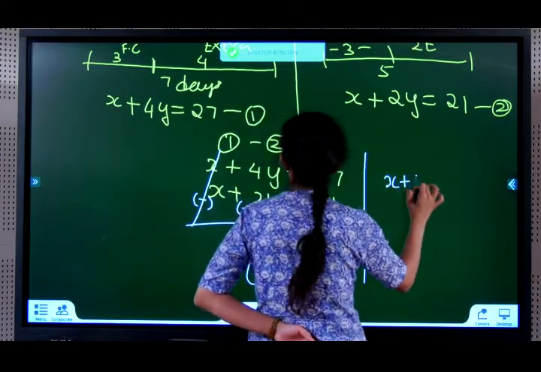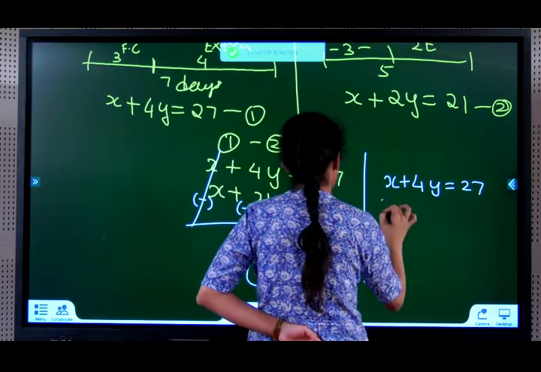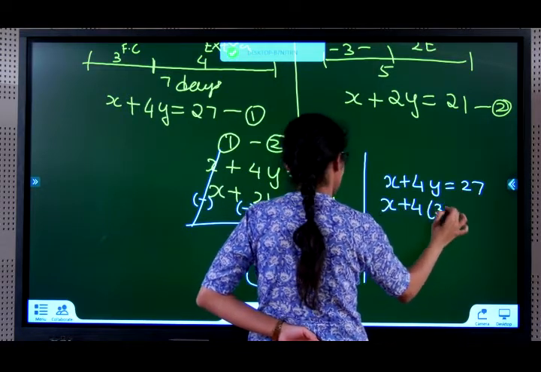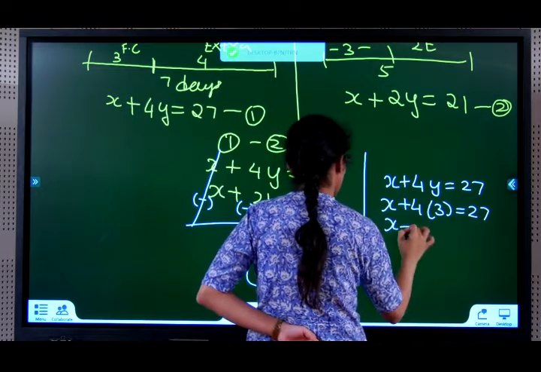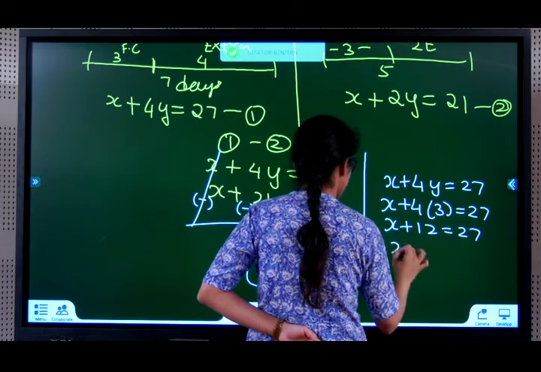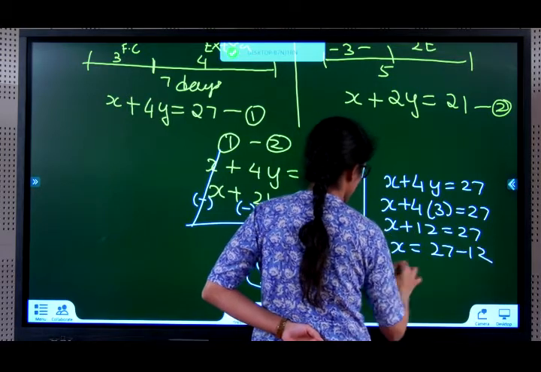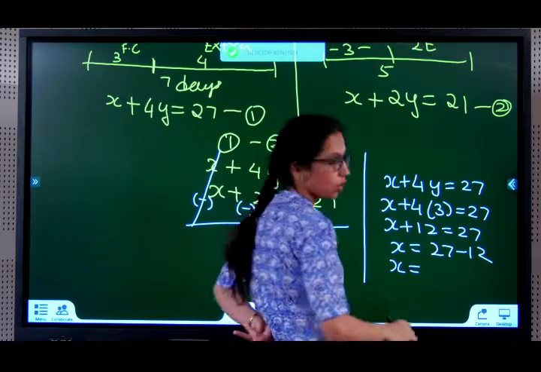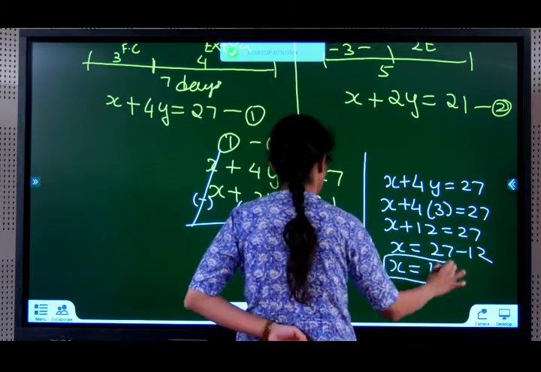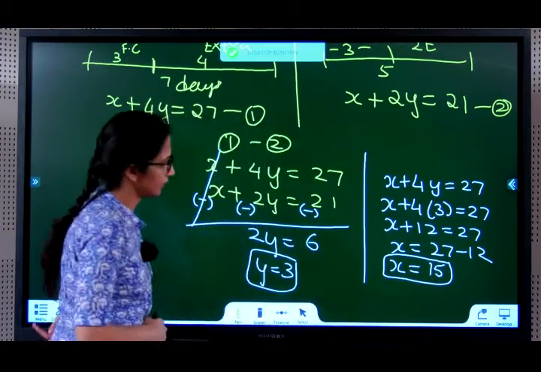We know that x plus 4y is 27. x plus 4 into 3 is 27. x plus 12 is 27. x is equal to 27 minus 12. x is equal to 15 rupees. So the fixed charge for the first 3 days is 15 rupees.